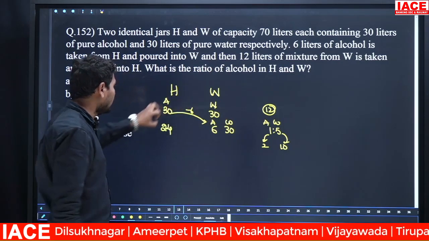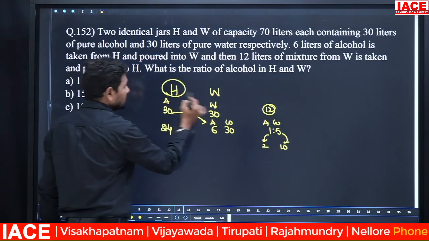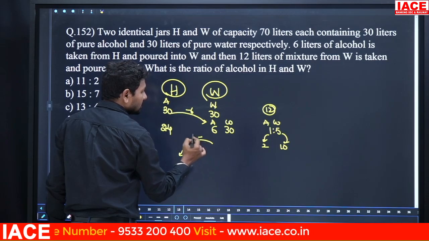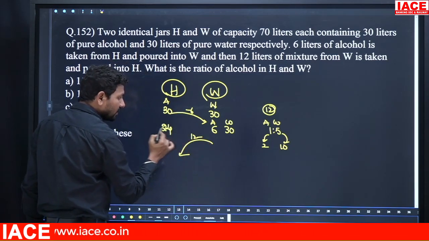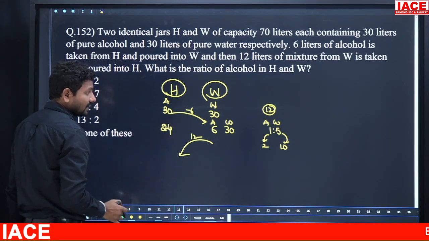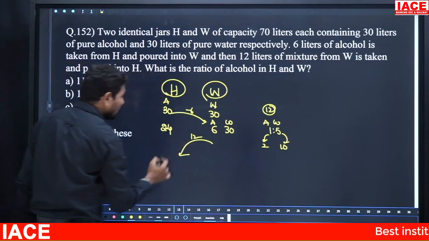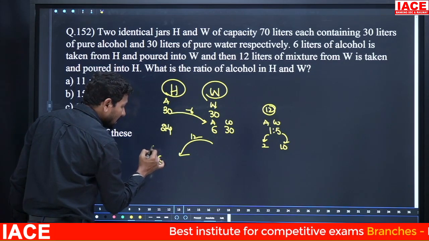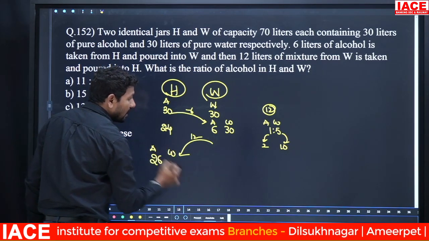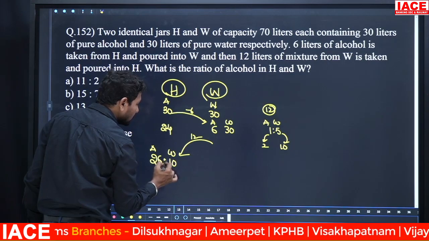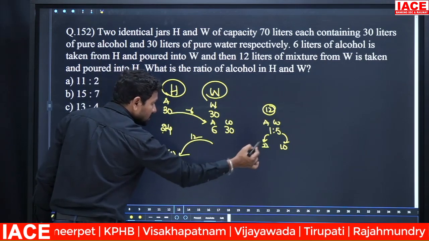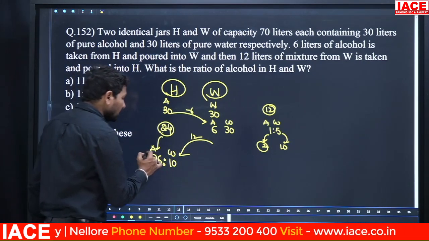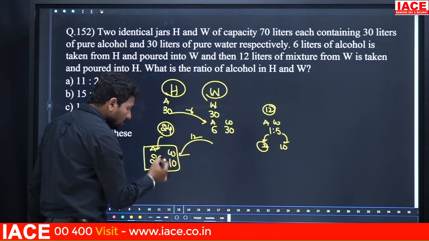Then this is poured into the H jar. This is the H jar, this is the W jar. Now again this 12 liters is removed from here and added to here. 24 plus 12 total becomes 36 liters. But out of 36 liters, how many liters of alcohol are added? 2 liters added to 24. It becomes how many liters of alcohol? 26 liters. Water becomes how many liters? Pure water becomes 10 liters. This is 24 plus 2.